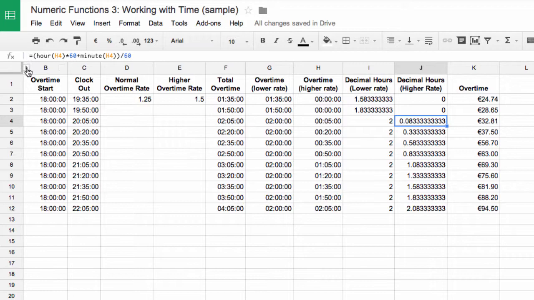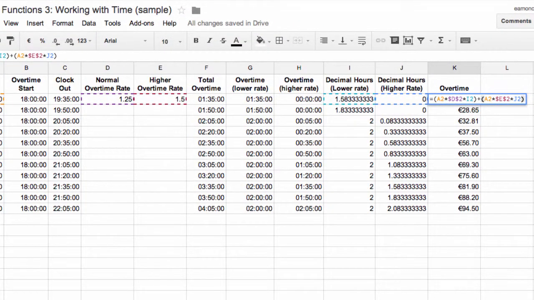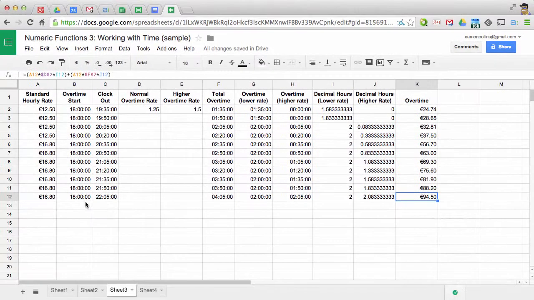Final step of the calculation, and I'm just going to reveal the hidden column A, which has their standard hourly rate. It's a simple formula taking the standard hourly rate multiplied by the normal overtime rate of 1.25 multiplied by I2, which is the number of decimal hours worked at the lower rate, and then add that to the standard hourly rate multiplied by the higher overtime rate of 1.5 multiplied by J2, which is the hours worked at the higher rate. So the first person gets 24.74 payable in overtime, 28.65 up to this person here who's earned 94.50 in overtime on this particular day.